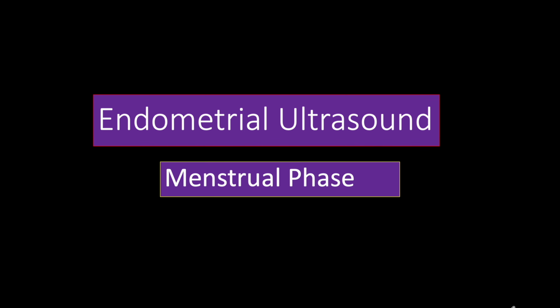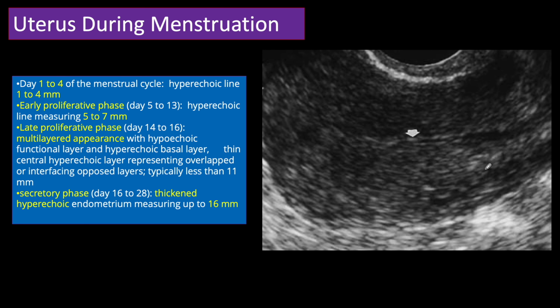Section 2. Endometrium during menstruation. In this first image, you can see a thin echogenic line. This represents the endometrium during menstruation. It typically measures between 1 to 4 millimeters. You may also notice some fluid in the cavity. This is completely normal during menstruation and is usually just blood products.